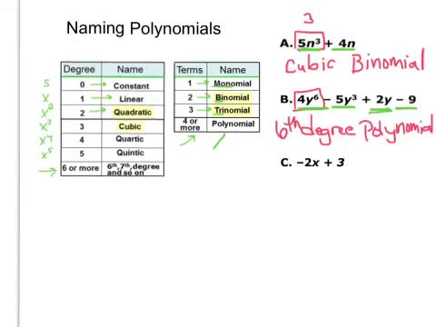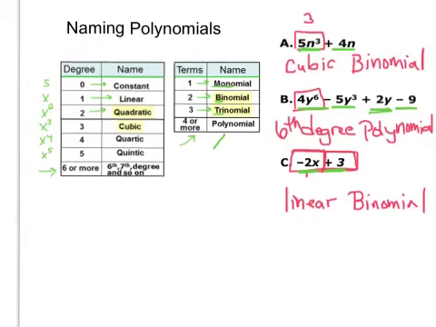And then something like this should look pretty familiar to you because we've worked with stuff like this all year. And so we have 2x minus 3. This has a degree of just 1. So this is what we call a linear. And since it has 2 terms, 1, 2, we call this a linear binomial.